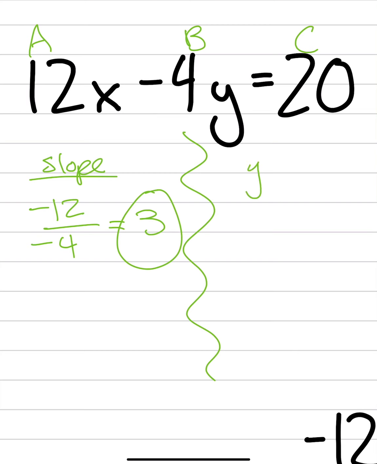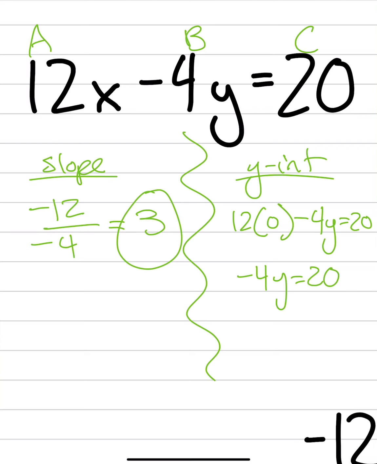Okay, y-intercept. So, y-intercept, we're going to replace that x with a 0 again. Minus 4y equals 20. There we go. We're going to drop that x term altogether. We're just going to totally drop that 12 and the 0. So we're going to be left with negative 4y equals 20.